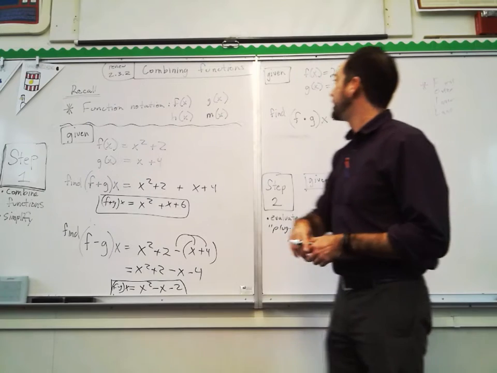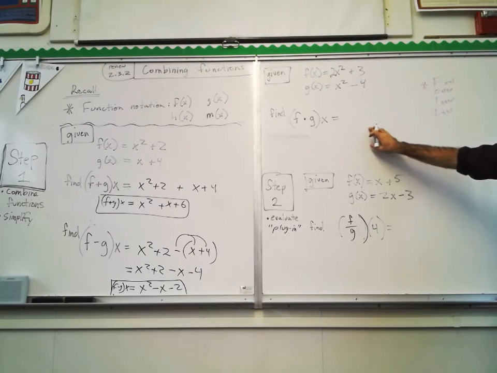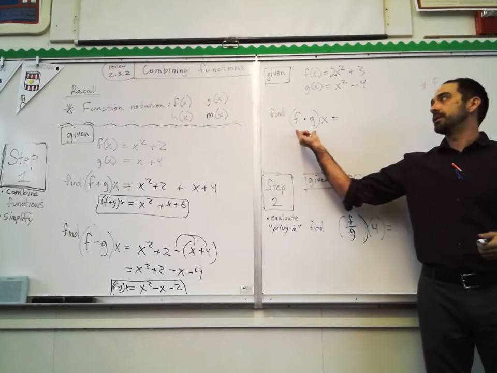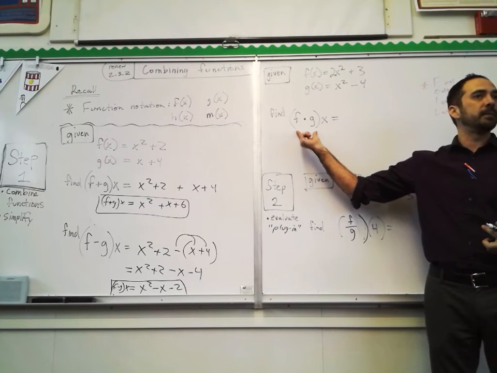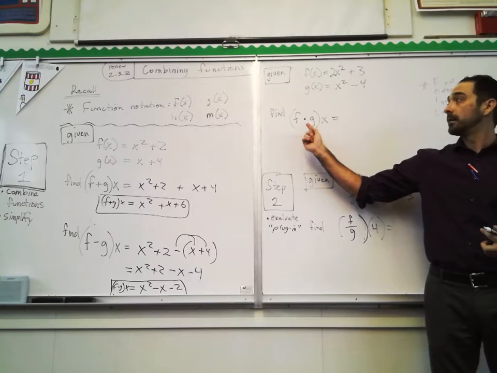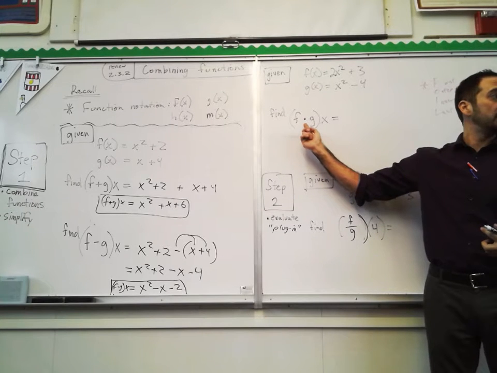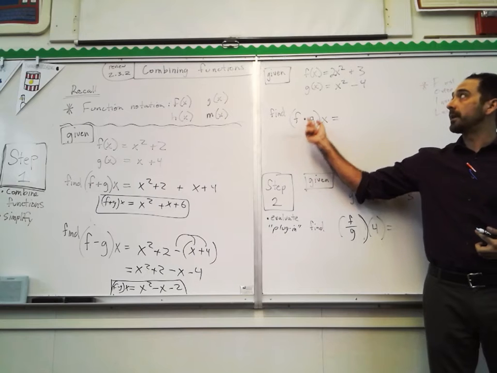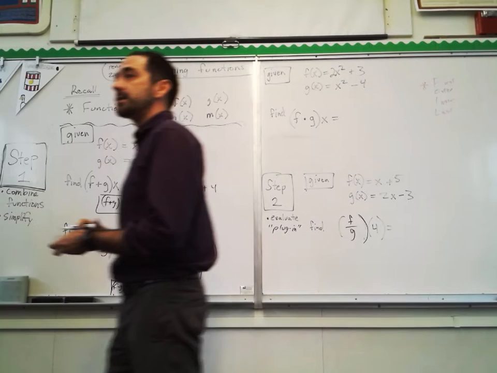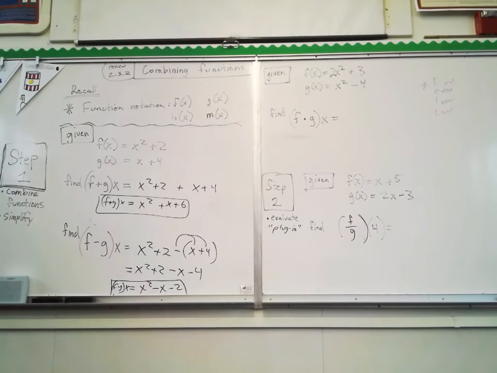So go ahead and on your own, you can check with your neighbor after you're done, but what is the function here? Or what operation is going on between my f and my g functions in this case? Multiplication. Okay. So we need to multiply these two expressions together. Go ahead and do that on your own. I'll give you 2 minutes for that. And I even put a little hint up there as well on how you'll simplify it.